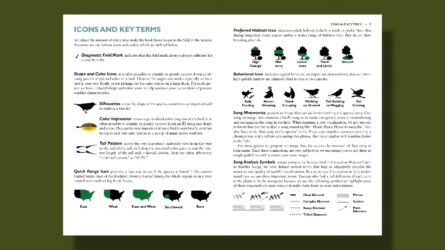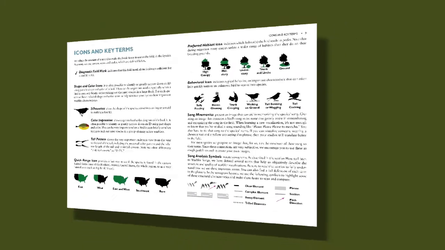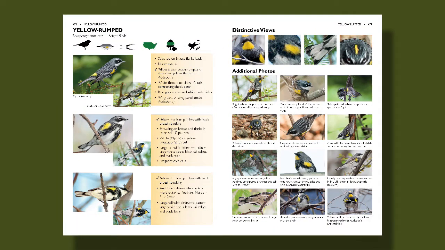My co-author Tom and I wanted to get as many access points as possible to the reader so that he or she could quickly find the information they want in our book. Icons are one of those access points. We've created several symbols that make it simple to gather information about a bird with just a glance. In the species accounts, we use several icons.